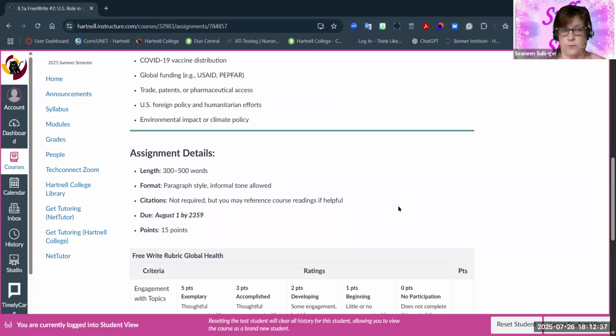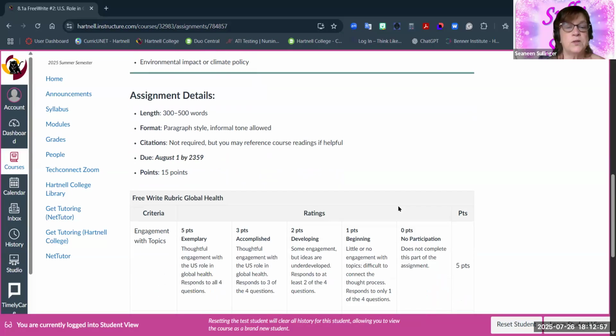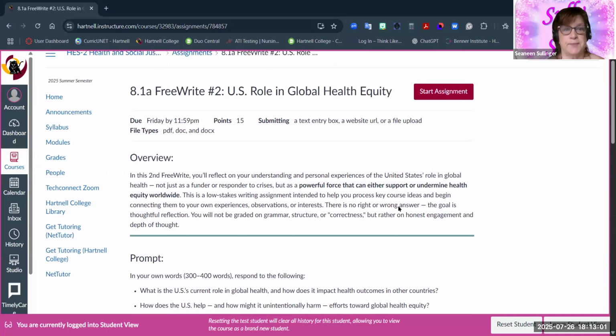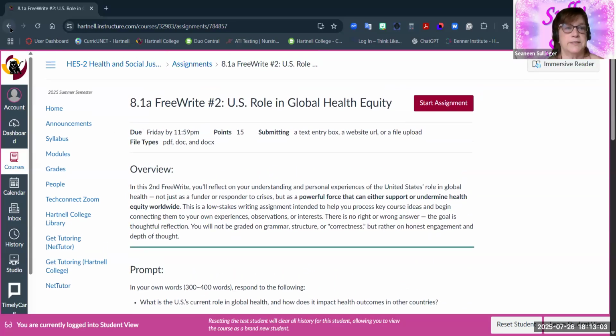Watch your due dates for week 8, because technically the semester ends on August 2nd, which is Saturday. I will accept assignments until August 3rd, which is Sunday, but the assignment due dates are a little bit staggered in week 8 to keep you on your toes and to also provide time for you to complete your capstone. So there is your rubric, and there you go for that particular assignment.